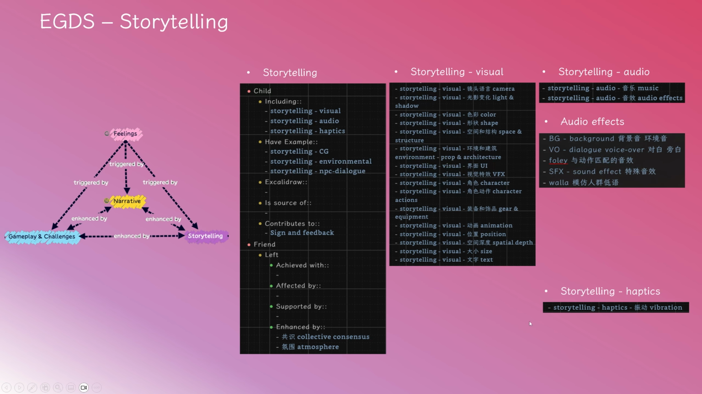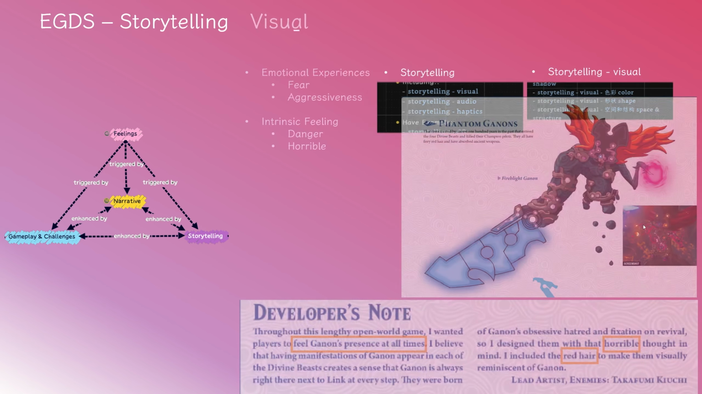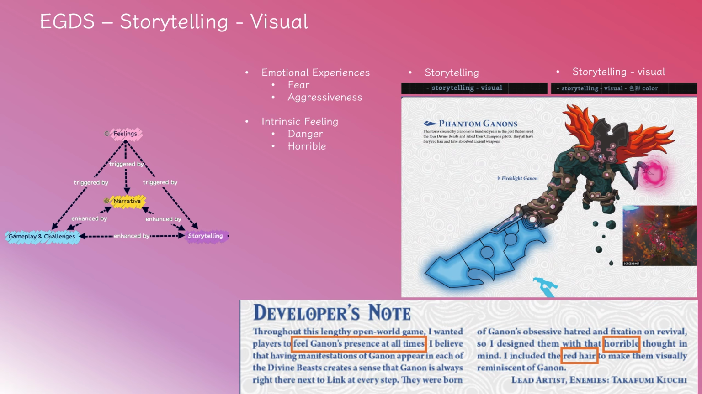For visual storytelling, the example is still from the Zelda book. For example, here the artists want to enhance the feeling of fear and aggressiveness, and the intrinsic feeling, I think, here is about danger and horror. So what they tried is to use the red hair as part of Ganon.